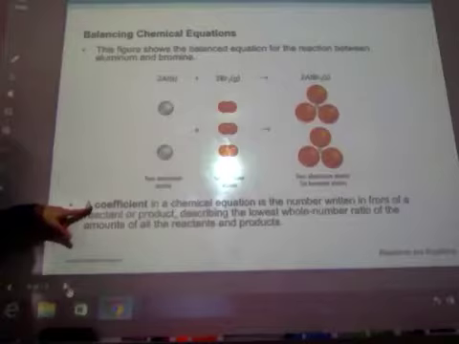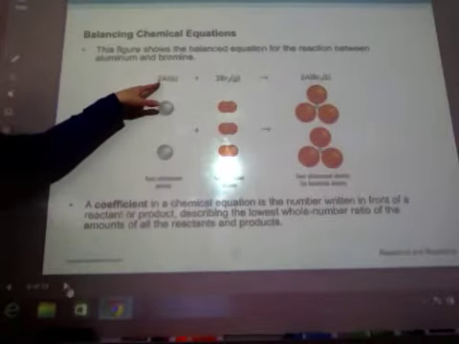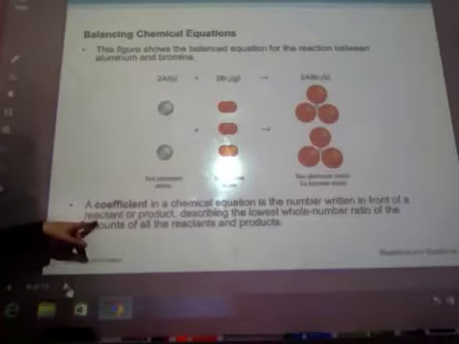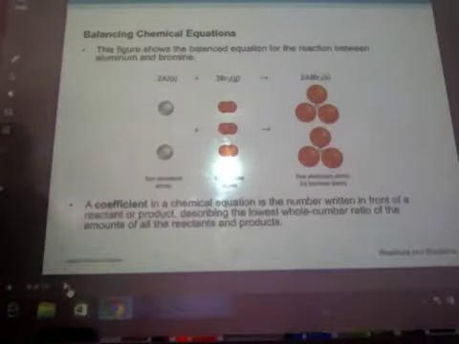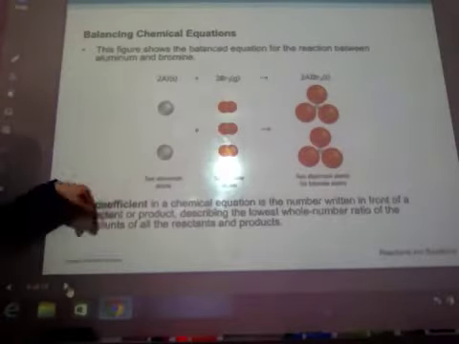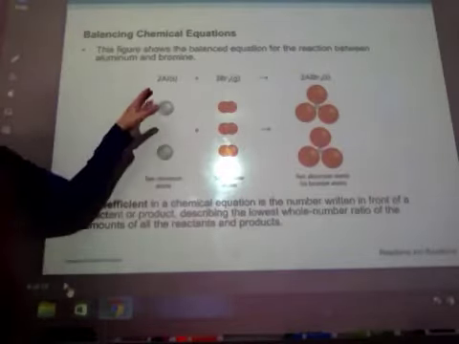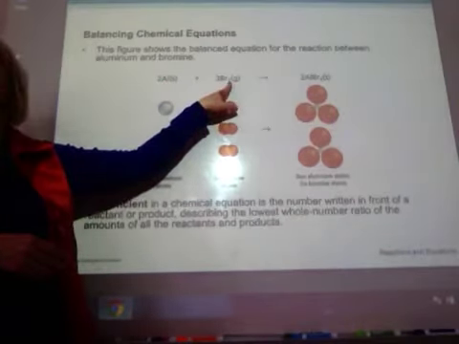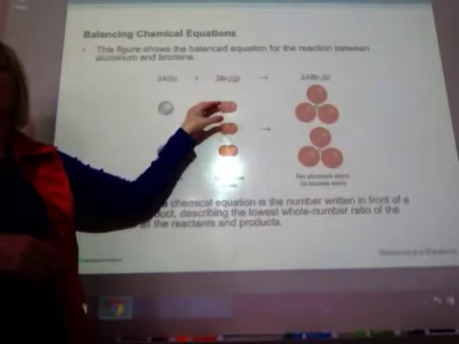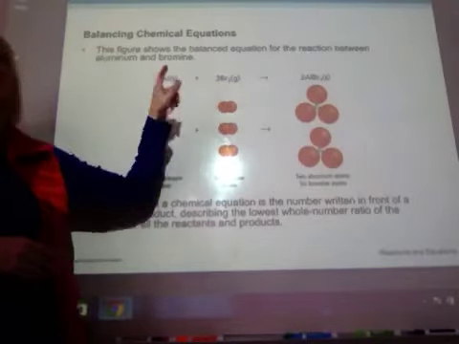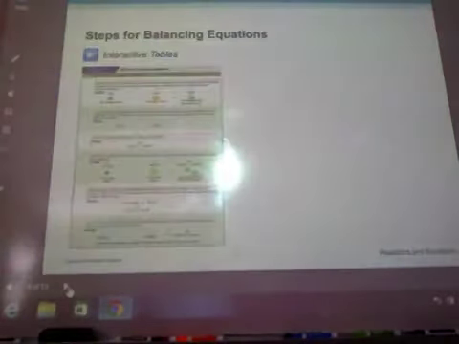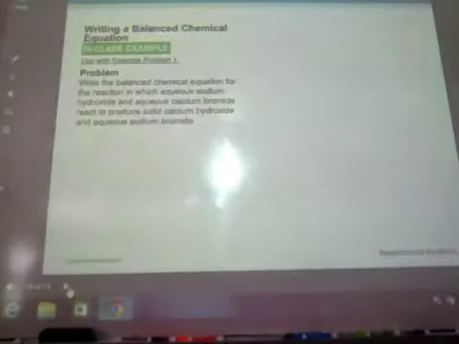So we use a coefficient, which is the big number in front. We use a coefficient to balance the equation and show the lowest whole number ratio of reactants and products. So once we have the skeleton equation made, I can use subscripts when I'm writing my skeleton equation. But once I start balancing, I can only use coefficients in front of my other reactants and products. That we'll look at later. I'll do problems.